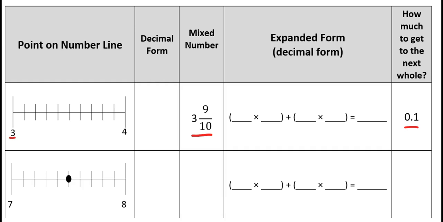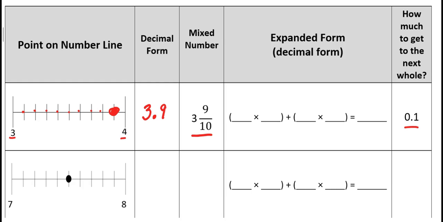3 and 9/10 is between the whole numbers of 3 and 4, and I just need to count over 9/10 from the 3 whole point. So we have 1, 2, 3, 4, 5, 6, 7, 8, 9. So here's 3 and 9/10. You can see it's very close to making 4 wholes. I'm going to write 3 and 9/10 in decimal format. I have 3 wholes and 9/10.